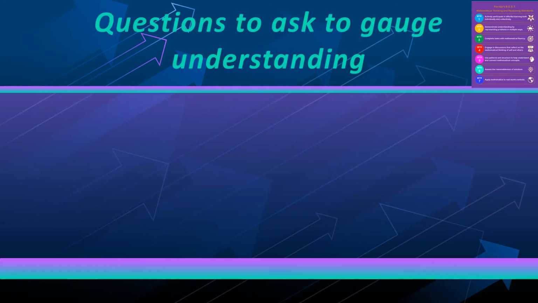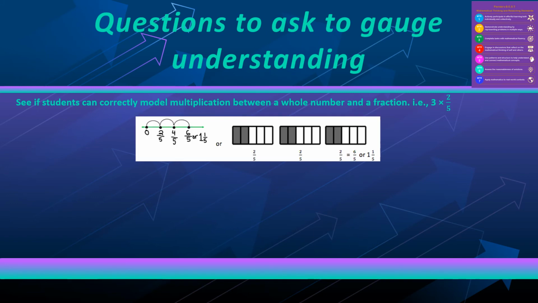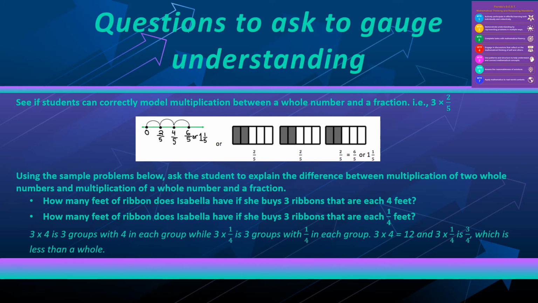Here are some questions to gauge student understanding. We want students to correctly model between a whole number and a fraction. Here are some examples using a number line and also a model. We also want students to be able to tell us the difference between multiplication of two whole numbers and also the multiplication of a whole number and a fraction. So you can see some sample problems on the board that are very similar and an example of the difference that students should be able to tell us.